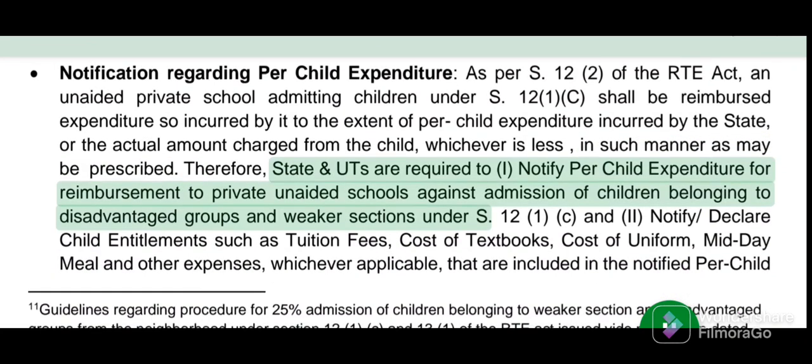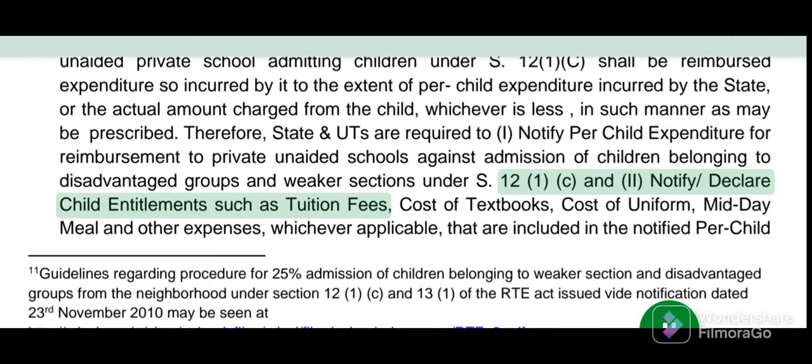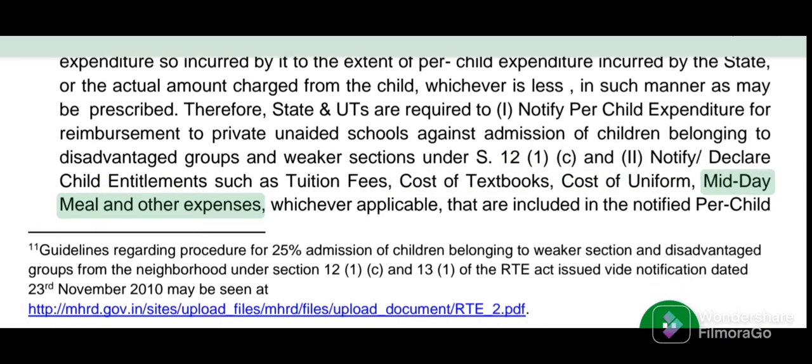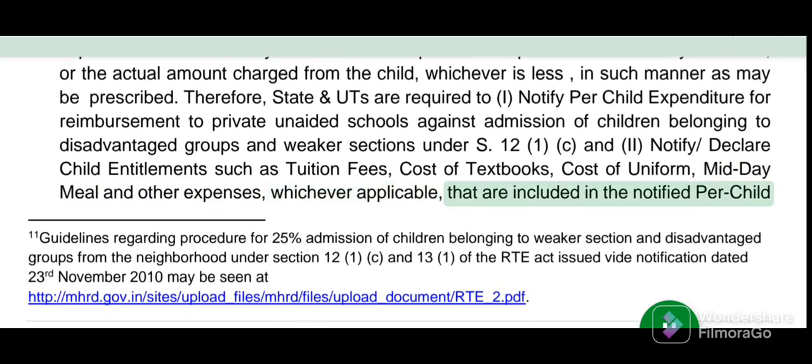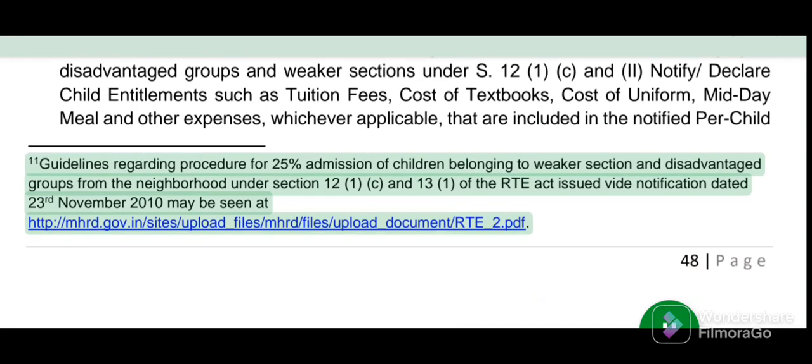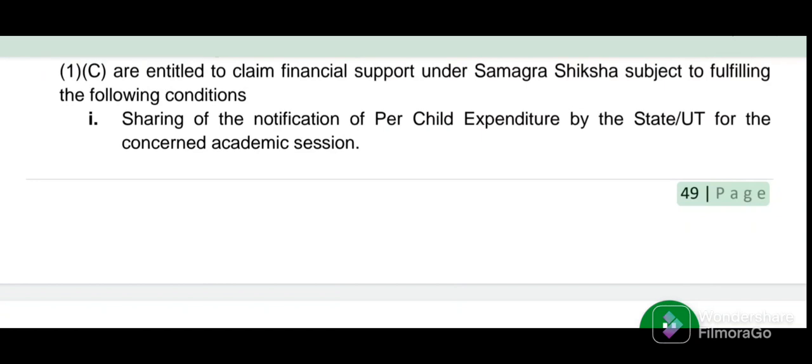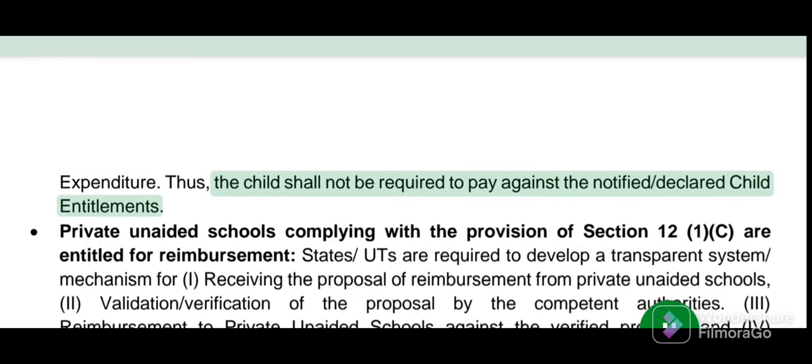Therefore, states and UTs are required to notify per child expenditure for reimbursement to private unaided schools against admission of children belonging to disadvantaged groups and weaker sections under Section 12(1)(c), and to notify and declare child entitlements such as tuition fees, cost of textbooks, cost of uniform, midday meal and other expenses, whichever applicable, that are included in the notified per child expenditure. Guidelines regarding procedure for 25% admission of children belonging to weaker sections and disadvantaged groups from the neighborhood under Section 12(1)(c) and 13(1) of the RTE Act, issued with a notification dated 23 November 2010, may be seen at the web links. Thus, the child shall not be required to pay against the notified declared child entitlements.